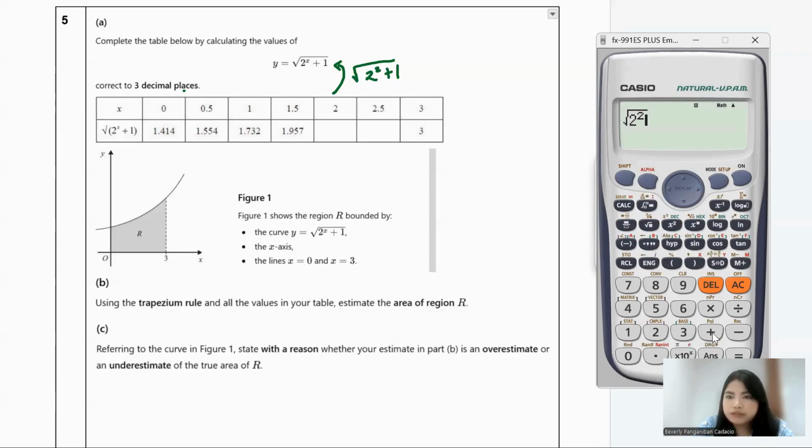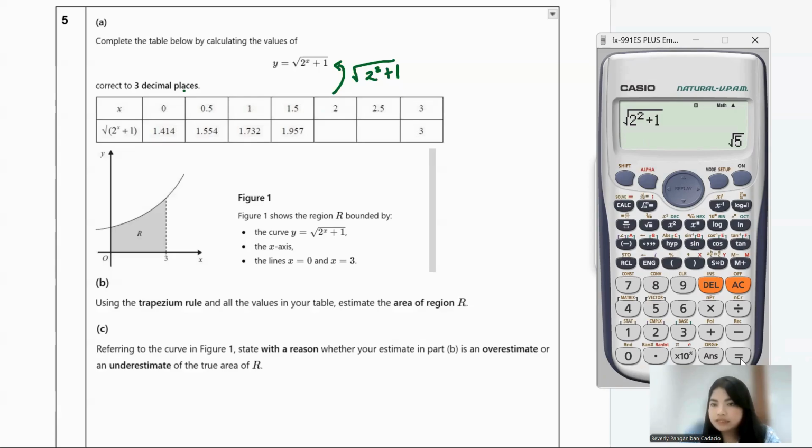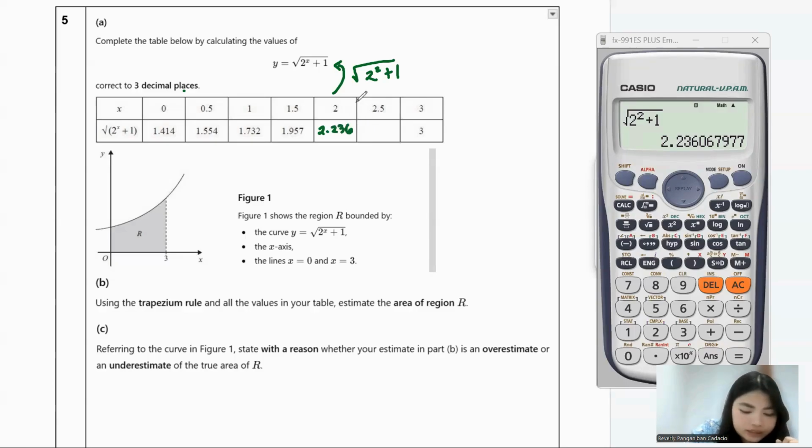Actually, you can do mental math here, but just put the roots, right? But let's put the whole workings. And then, yeah, it will give you root 5, but I want you to click the decimal there. So this one will show you 2.236. So I need 3 decimal places.